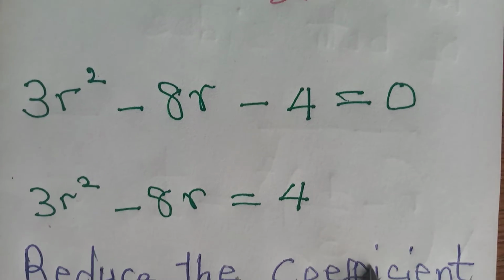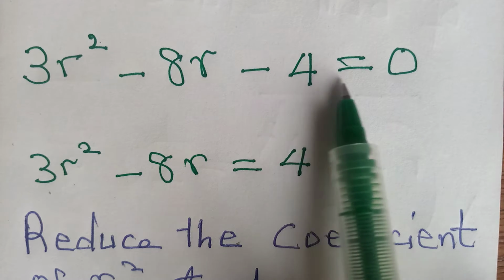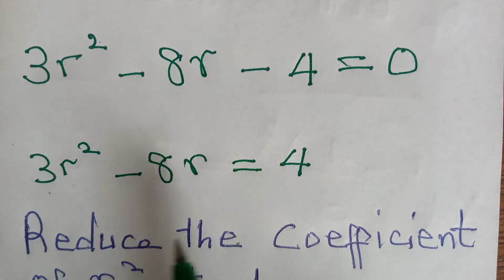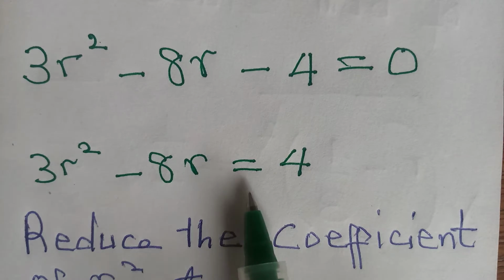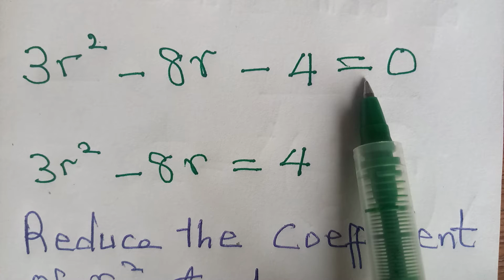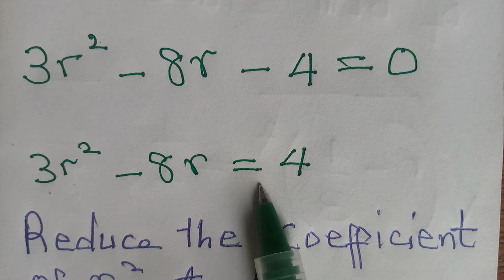Like we did in that video, the first step was to transfer this constant across the equality sign to the other side. If you do that, you have this. In other words, this minus 4 will change to plus 4. That's why the first step will be like this.